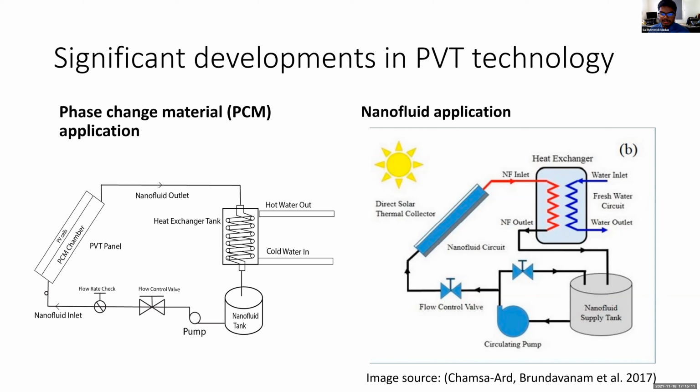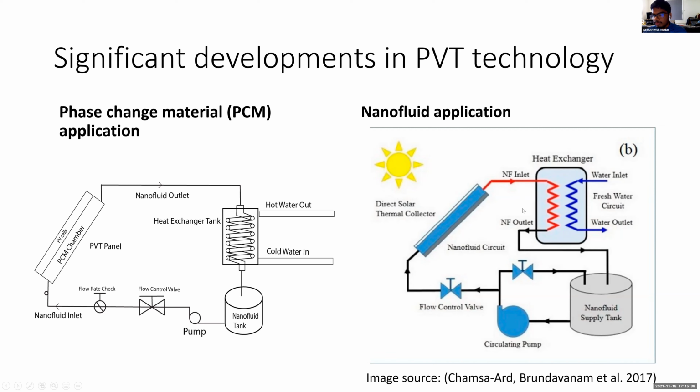A phase change material is a latent heat storage substance that absorbs heat from the source without change in temperature. A phase change chamber, as we can see in the diagram here on the left, is attached to the PV cell back compartment so that it absorbs heat constantly from the PV cells. And this heat is again carried away by water into the heat exchanger and for domestic hot water applications.